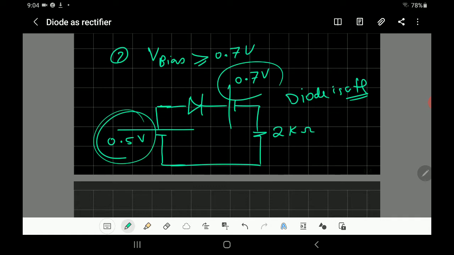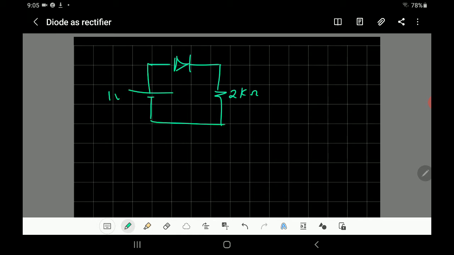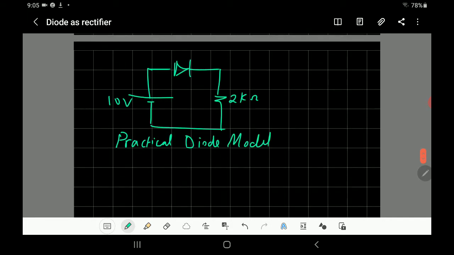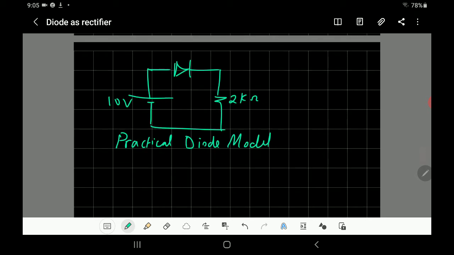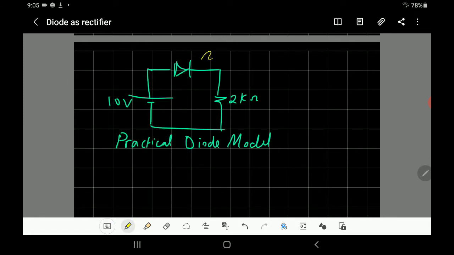So you've got to have more than that. Let's take now a 10 volt example. So if you have the diode and 2 kilo ohm, I will make the same example, and you have 10 volt. Now I want to use the practical diode model. Is it off? No, it's on. Why? Because the 10 volt is bigger than the 0.7 volt. Because to represent this one, we're going to add a potential in this direction, 0.7 volt.